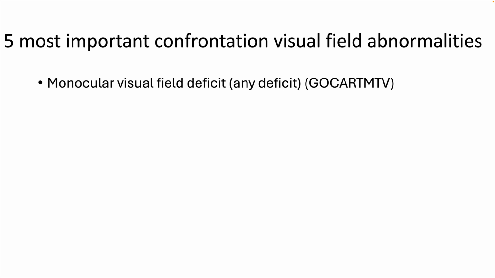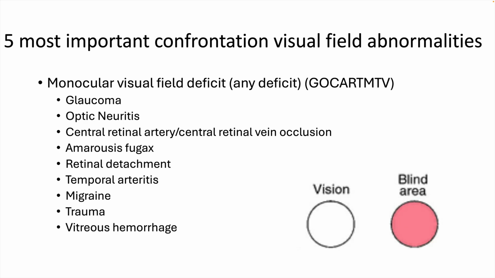The list of the 5 most important confrontation visual field abnormalities starts with a monocular visual field deficit of any size. The mnemonic go-kart MTV represents the differential diagnosis of monocular vision loss and includes acute angle closure glaucoma, optic neuritis, central retinal artery or central retinal vein occlusion, amaurosis fugax, retinal detachment, temporal arteritis, migraine, trauma, vitreous hemorrhage.